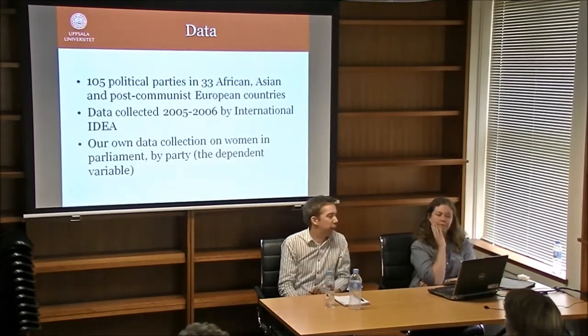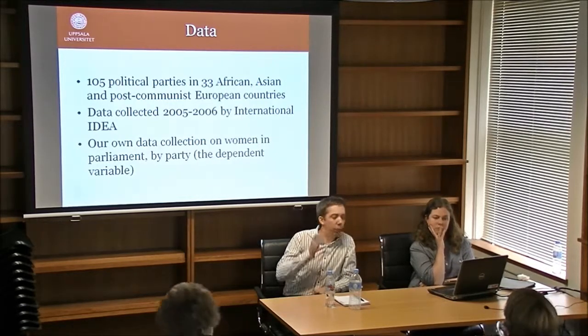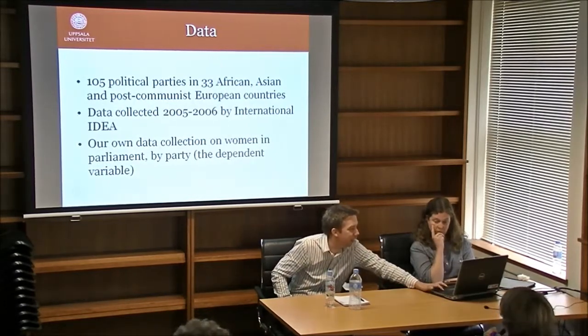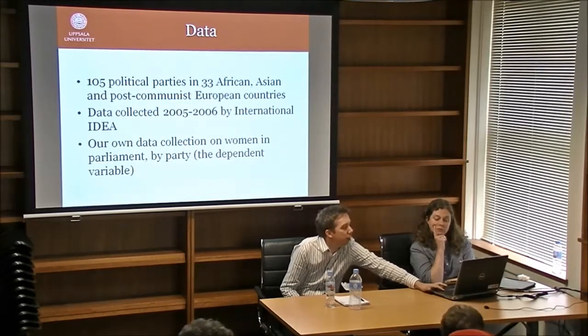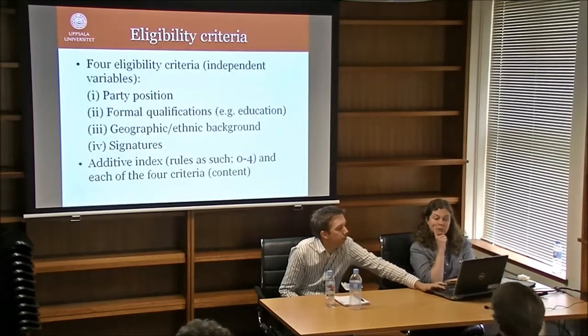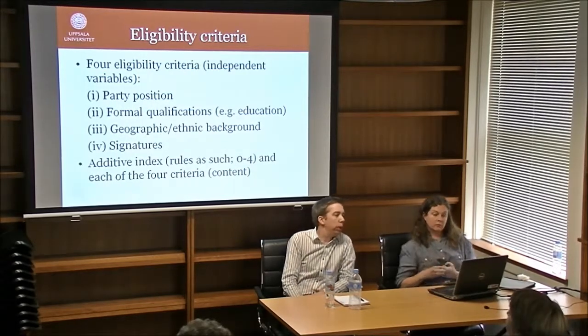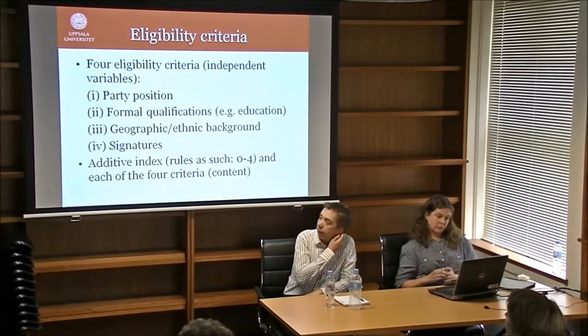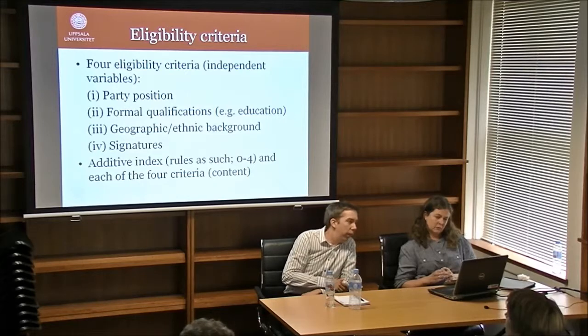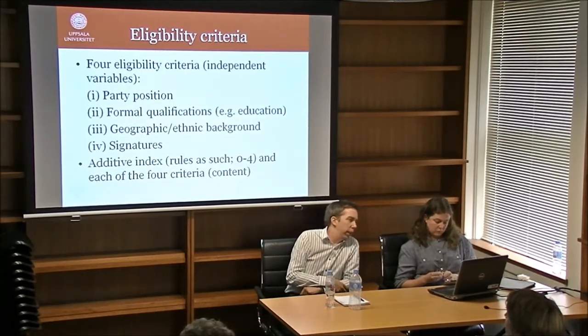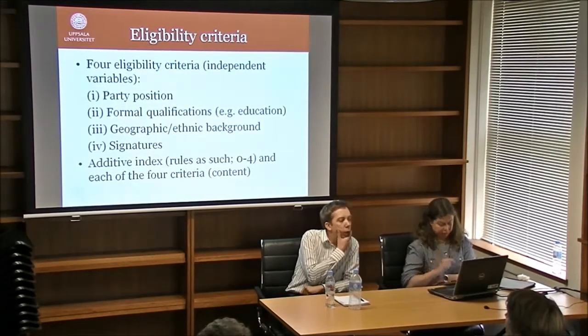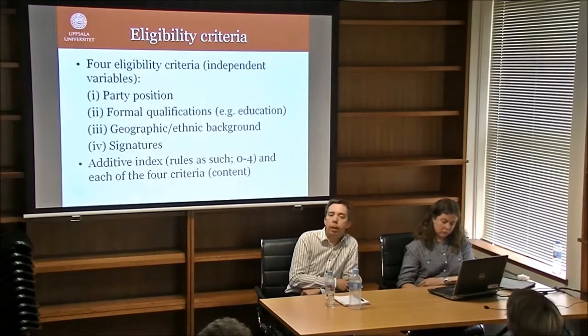But it's something we can discuss with perhaps International IDEA or someone else in the future, because it would make research easier, for sure. Anyway, we looked at four eligibility criteria, and I think we excluded one for age and so on, because it could be in the law and so on. So we looked at four of them, and these are our independent variables.